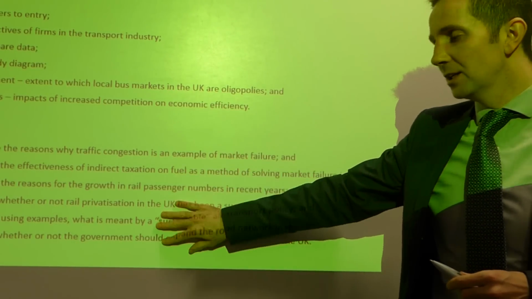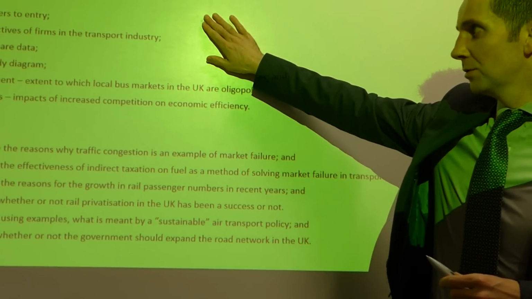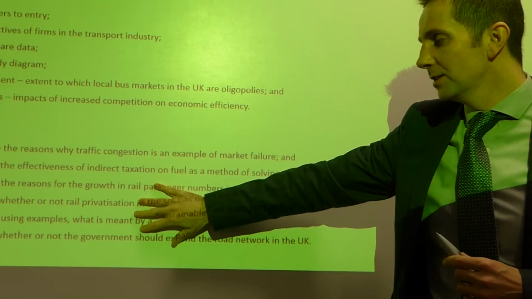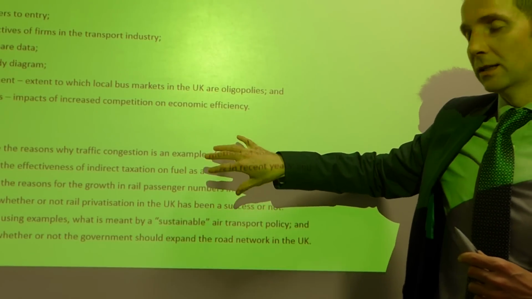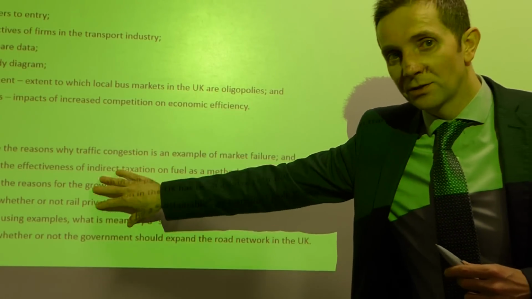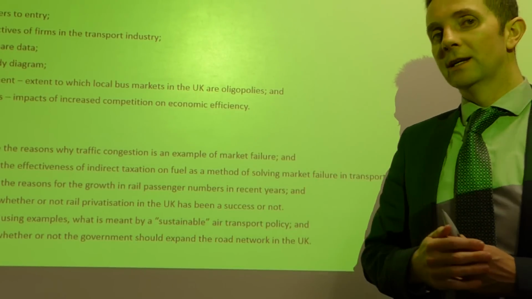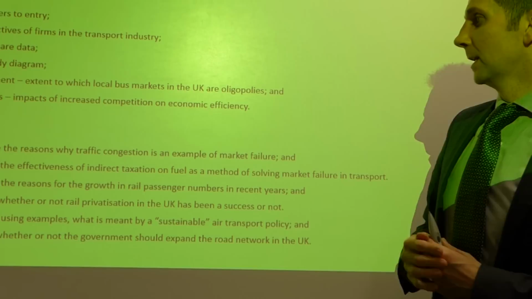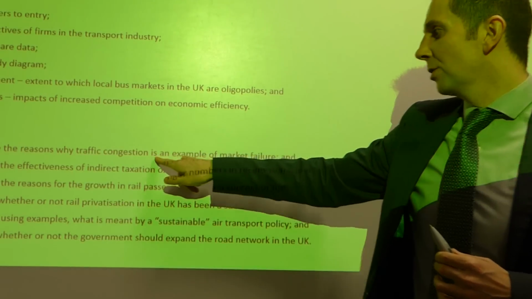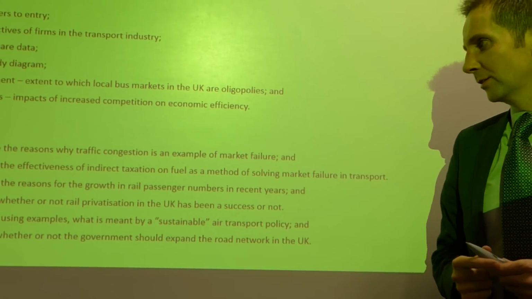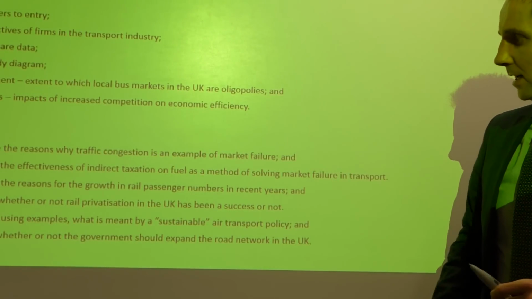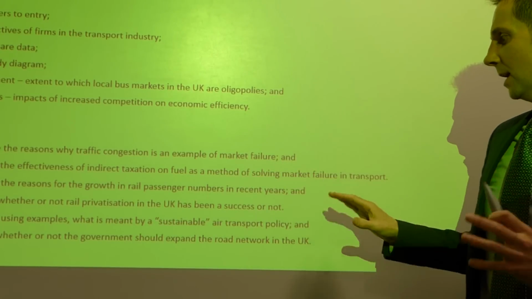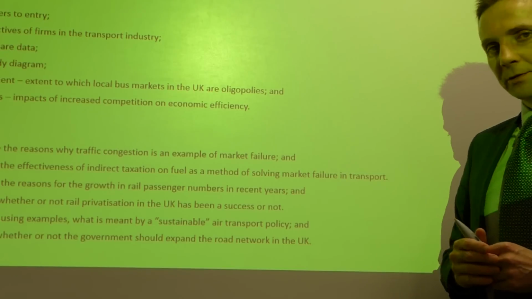And then these were the essay choices here. So of course you know that all of these questions take us 25 marks, and then these 2 questions, 10 each, they take us 35, so we then end up with a paper which is out of 60 marks. So, analyse the reasons why traffic congestion is an example of market failure for part A, and then discuss the effectiveness of indirect taxation on fuel as a method of solving market failure in transport.